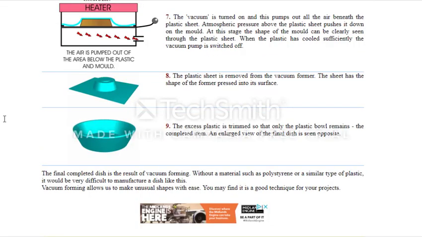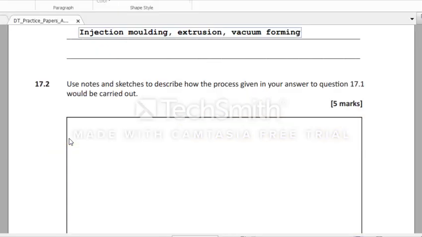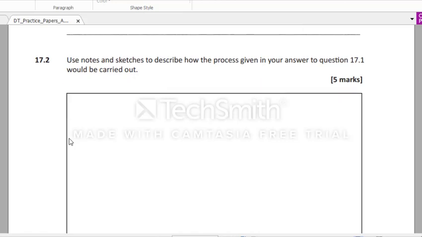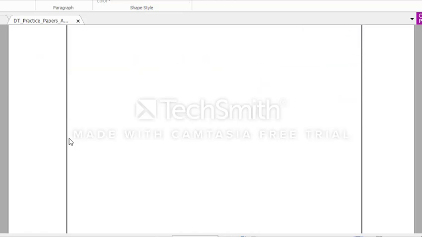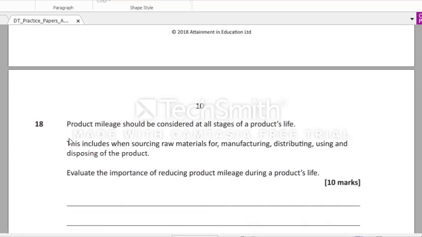Okay, so now let's move on. Question 17.2 we've already answered, so it's now question 18. Question 18 says to reduce environmental impact at all stages of a product's life. This includes when sourcing raw materials, manufacturing, and distributing the product. Evaluate the importance of reducing product mileage. Product mileage involves leading to greenhouse gas emissions. So that's essentially what the question is asking you to answer.